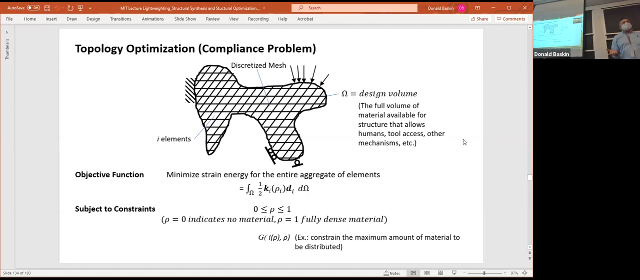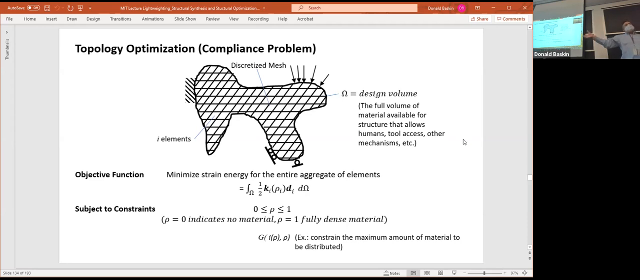It's called a homogenization approach. I'm not going to get into that here, but they've created this homogenization function where they go from density to mass and to stiffness. And then the optimization problem is to choose the density of each element so that the aggregate strain energy is minimized.